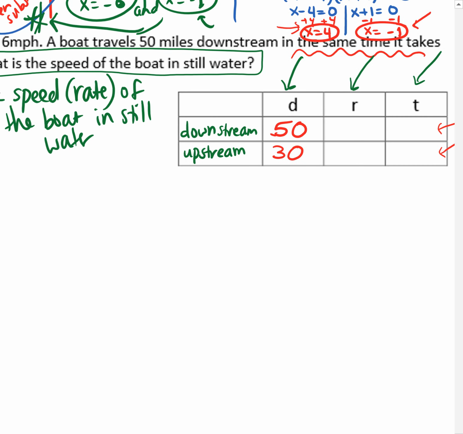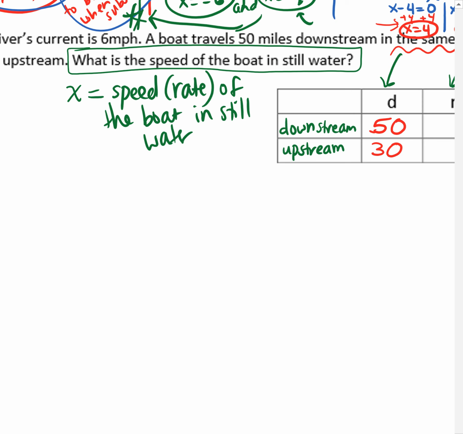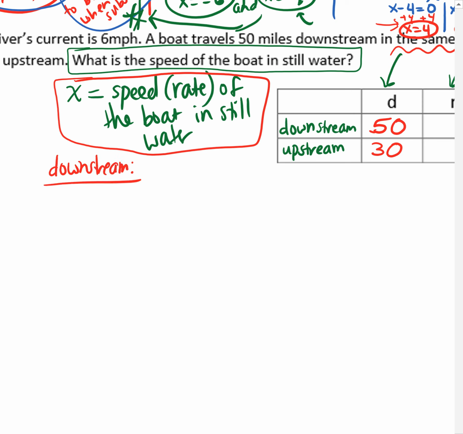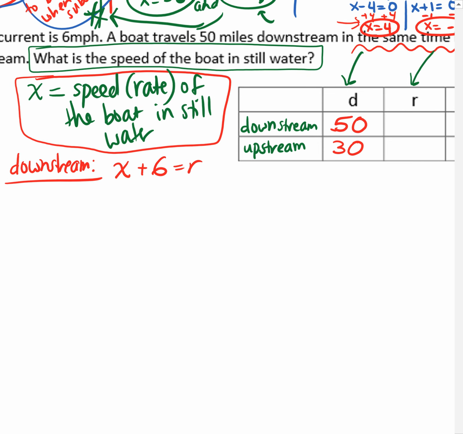But I think I can say, if X is the speed or rate of the boat in still water, how about downstream? Downstream is easier, right? Because the current's kind of helping you. So it would be however fast you would be going normally, the speed of the boat in still water, plus 6. That's the rate. So that would be the rate downstream, X plus 6.